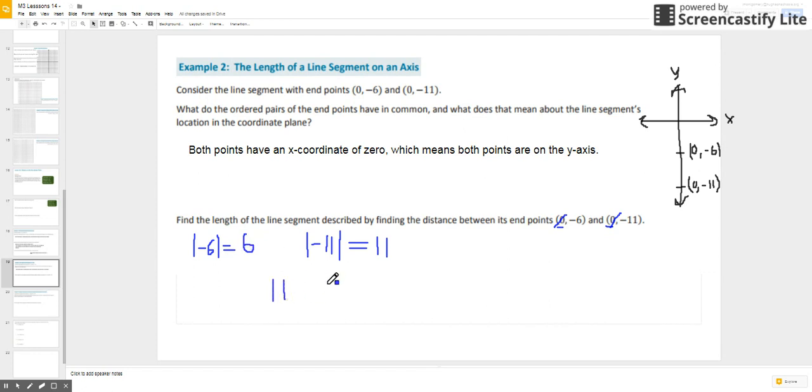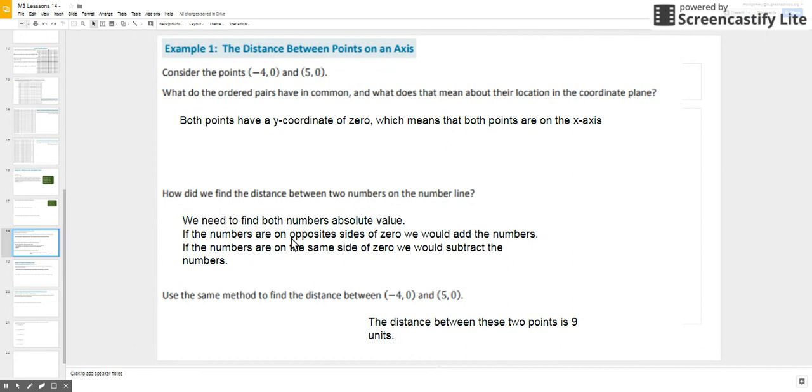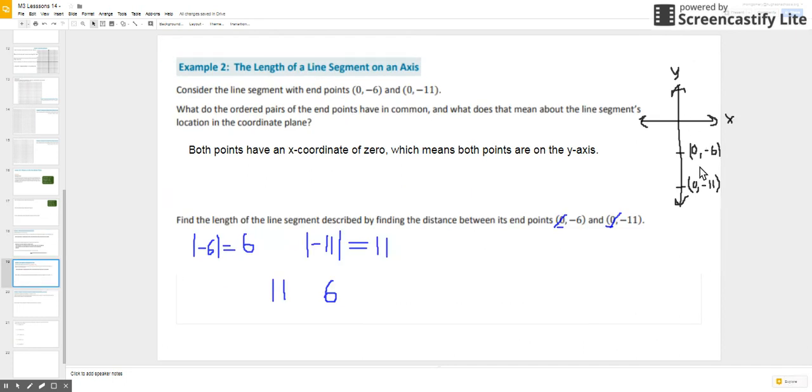Now we have to determine: do I add them together or do I subtract them? Remember, opposite sides of 0, we add. I think we actually still have it from the previous one. Yeah, there you go. If the numbers are on opposite sides of 0, we add the numbers. If the numbers are on the same side of 0, we subtract. So we look at this. Both of these are on the same side. Remember, the x-axis is our 0 mark. Both of them are on the same side, so we need to subtract the numbers. 11 minus 6, of course, is 5.